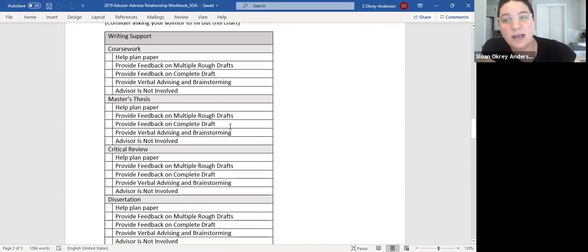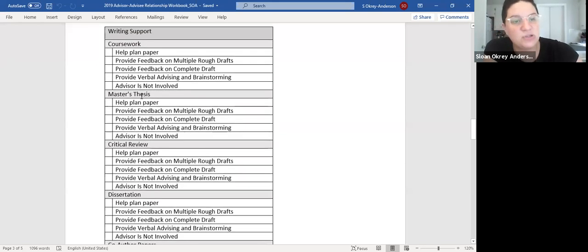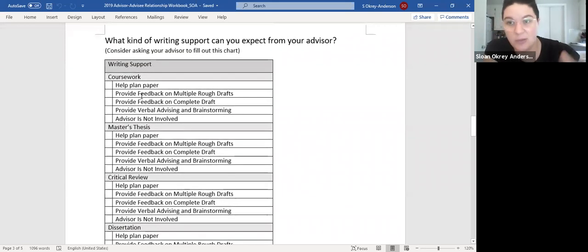But it's important, again, to go through to make sure that you're matching expectations with your advisor so that you know what they generally will do. Some advisors have nothing to do with your coursework, and others are totally interested in being hands-on and helping you work through developing papers and stuff like that.